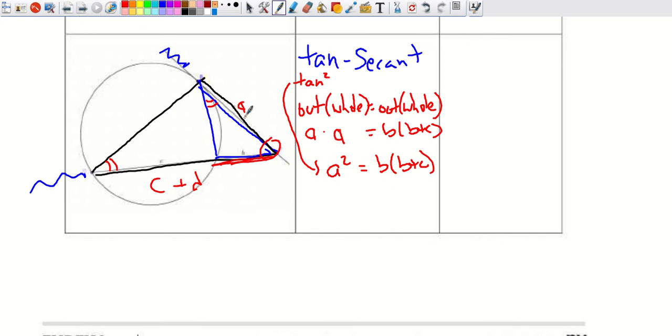Okay? And it's just coming from these corresponding sides. You can see this side corresponds to this whole side, okay? And this side right here corresponds to the short side right here. And that's it.